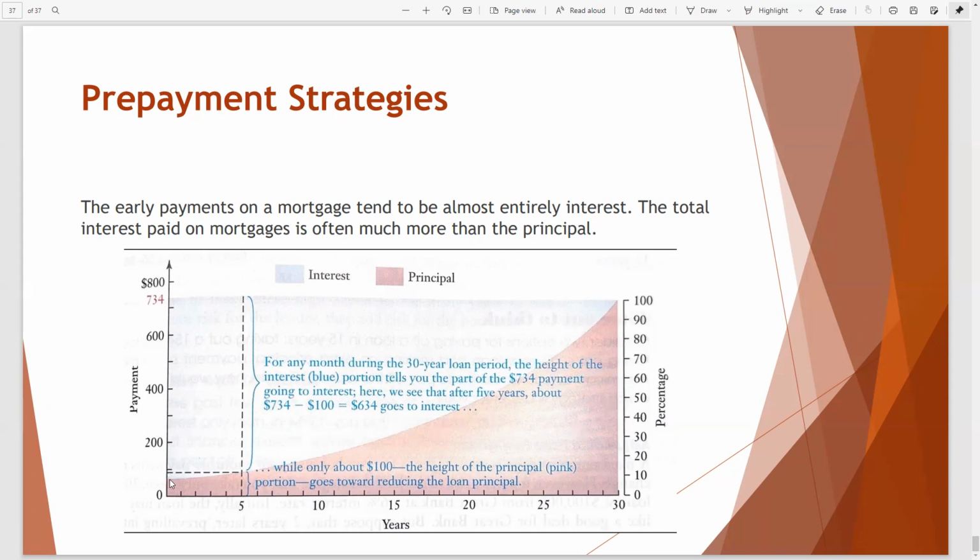But as we can see, for the beginning couple of years of the loan payment, almost 90% of your payments go to the interest. Only about 10% goes to the principal, right? So we can see the early payments on a mortgage tend to be almost entirely interest. The total interest paid on a mortgage is often much more than the principal, right? The area in blue is much more than the area in red.